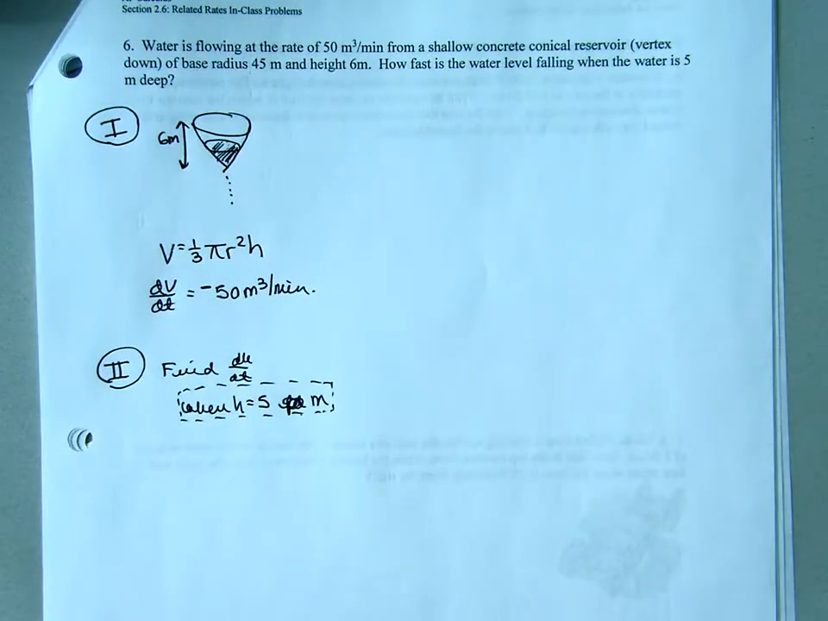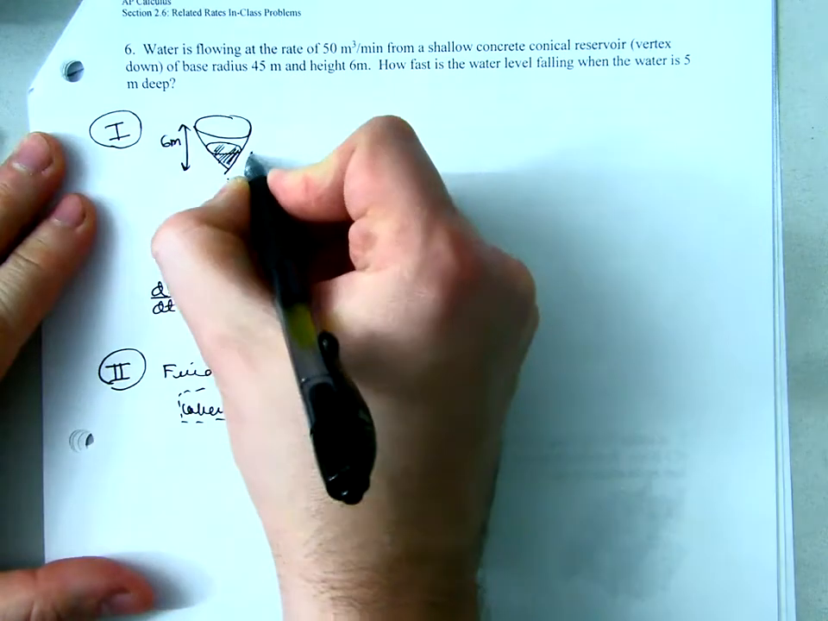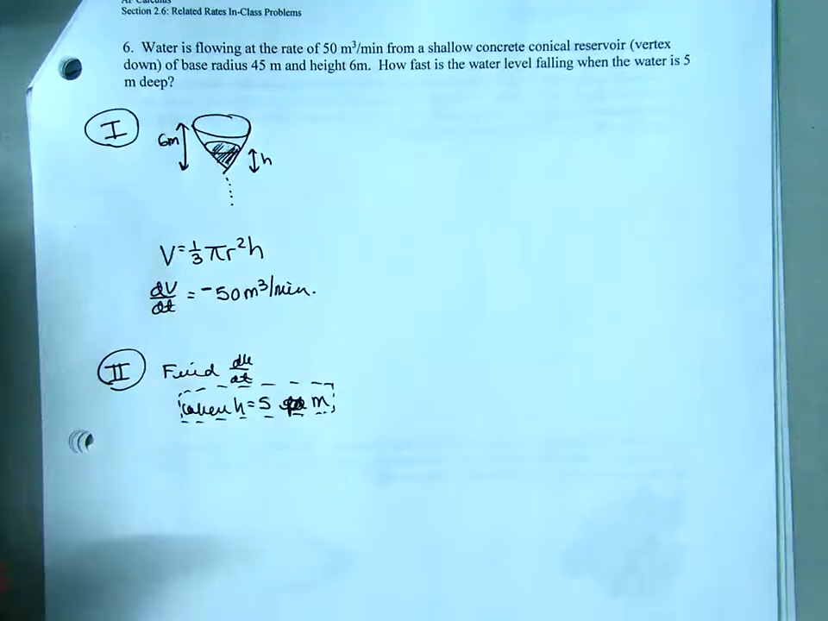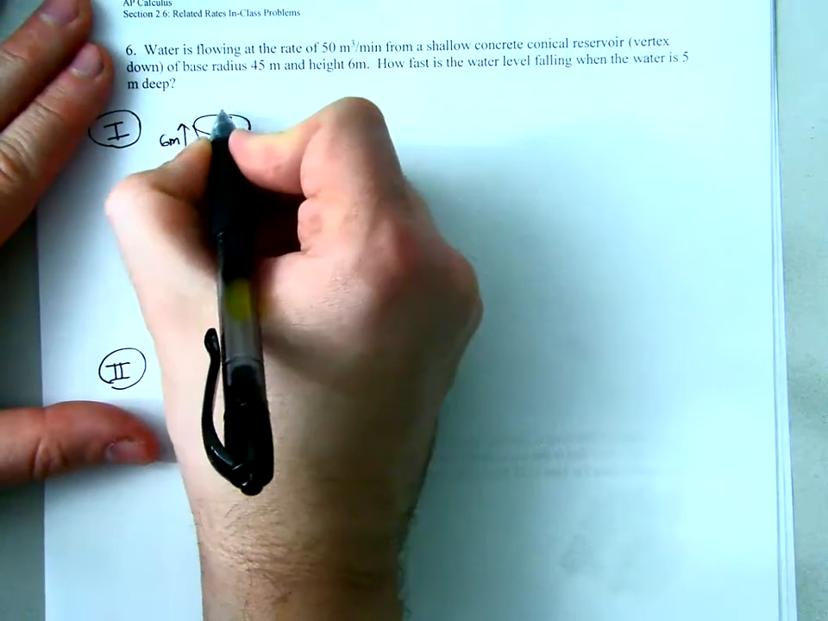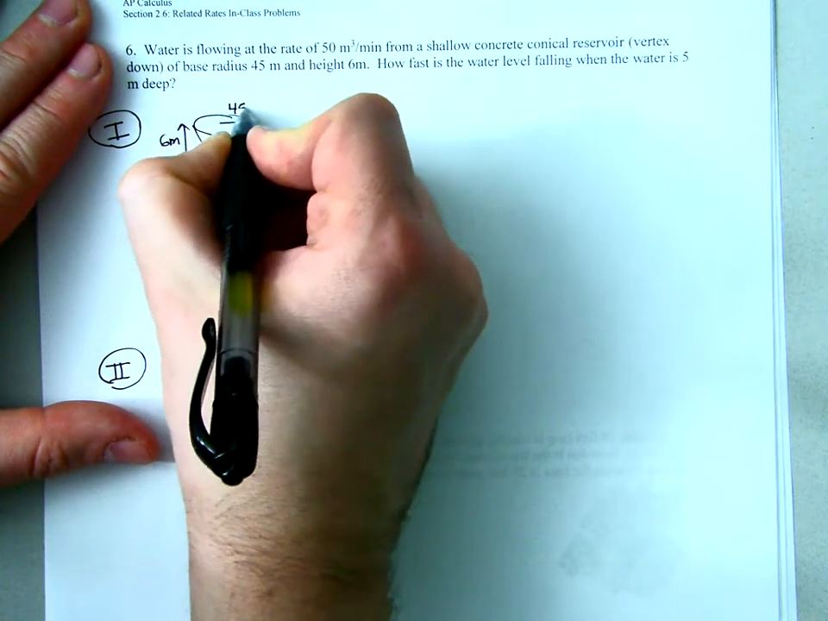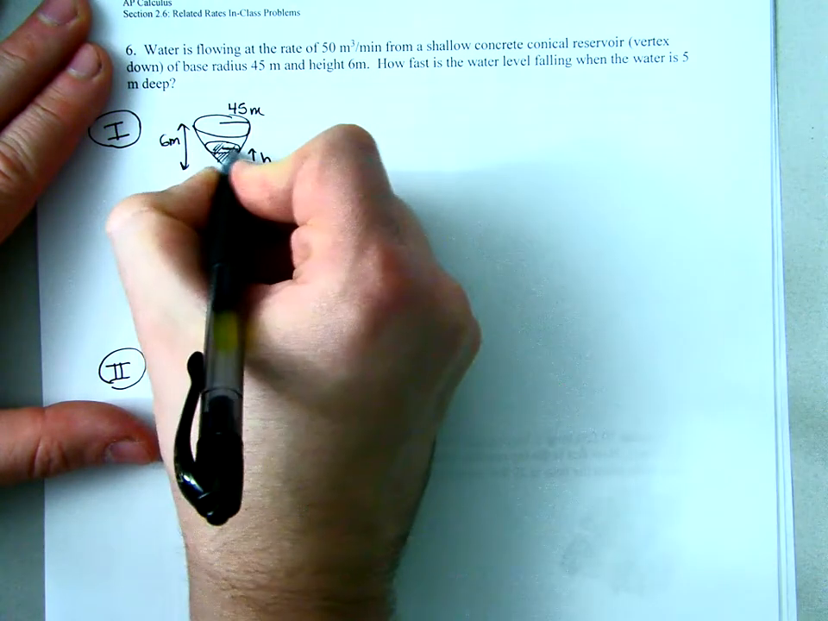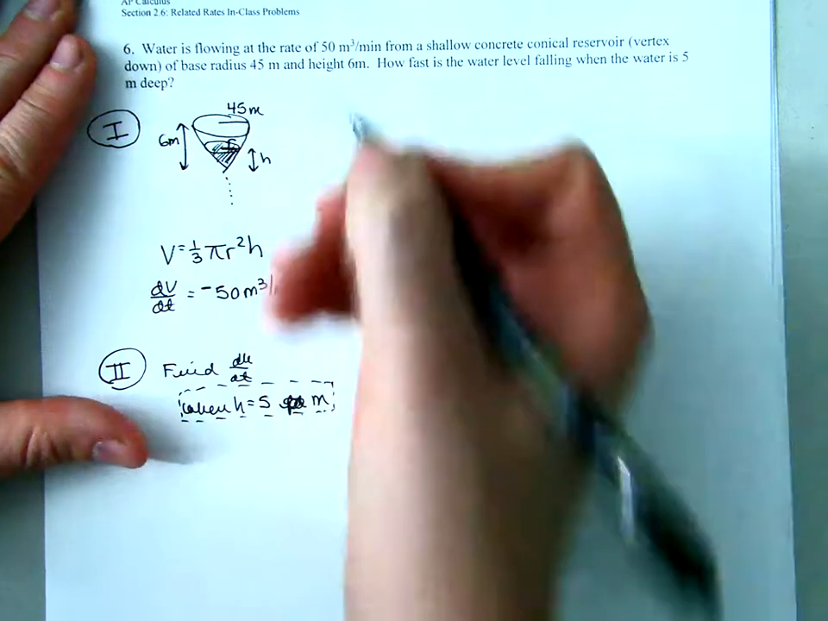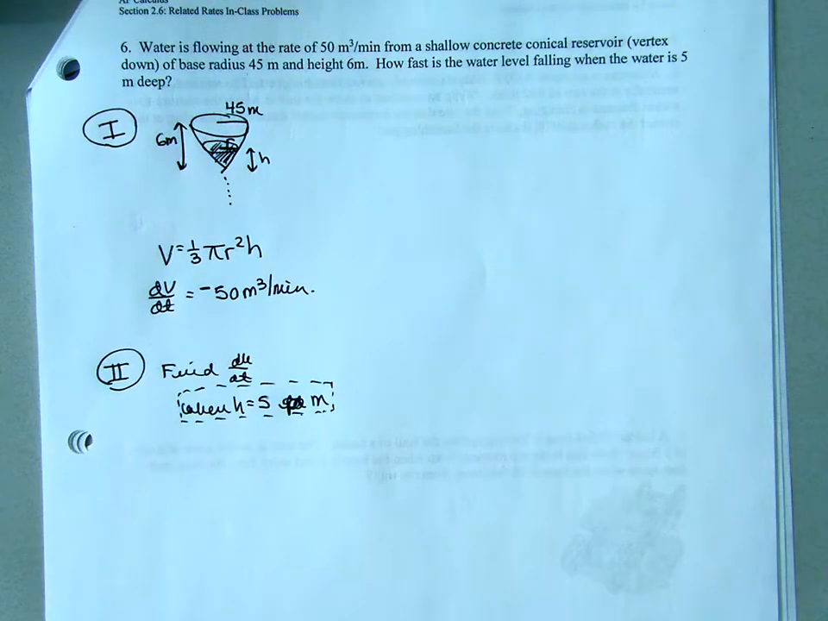Do I know what the height of the water is always? No, that's going to be my variable. The height of the water is going to be h. Similarly, I know that the radius of the container, this picture is not drawn to scale, is 45 meters, but the radius of the cone of water is changing, so I'm going to make that a variable. Well, in the last problem, we had a way of relating the radius with the height. Did I tell you something like that here? I didn't.